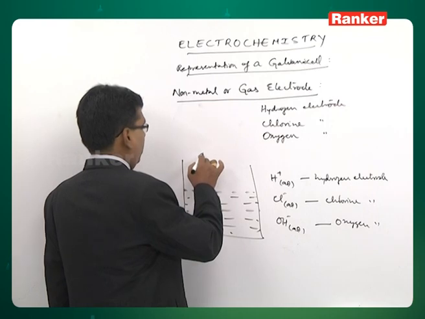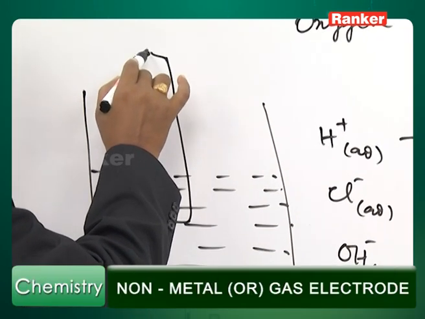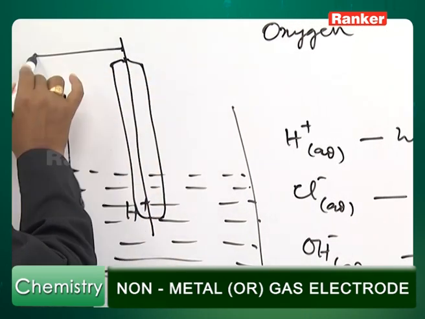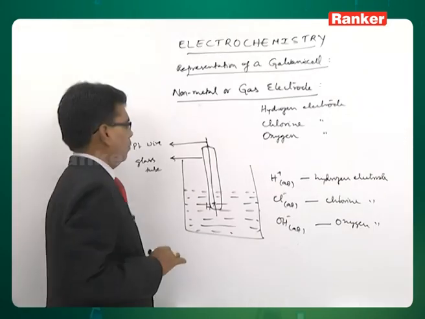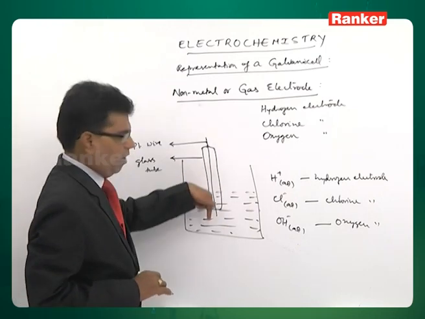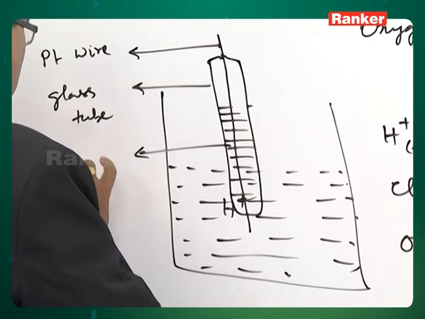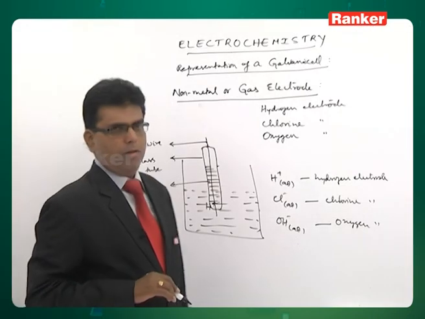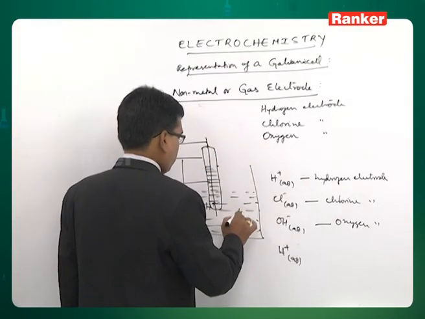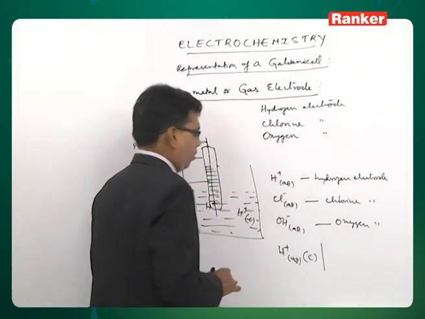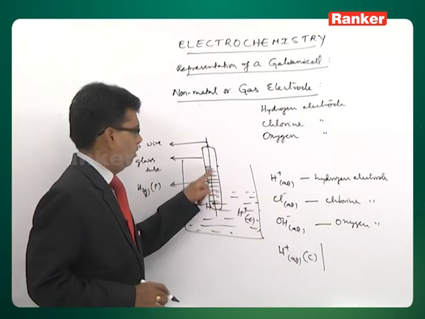Now, into this, a glass tube is placed, into which a platinum wire is inserted, and this is filled with the corresponding gas, hydrogen gas at a certain pressure P. So, the combination for the hydrogen electrode is aqueous H plus, which will have a certain concentration C, a solution of H plus ion, that is any acid, in contact with hydrogen gas.